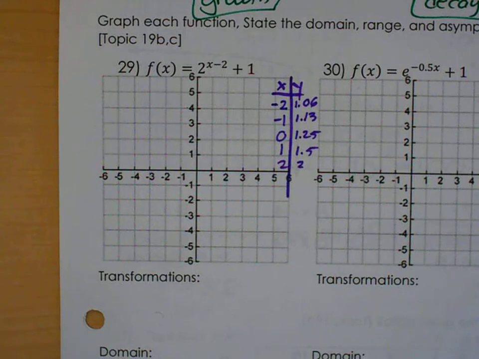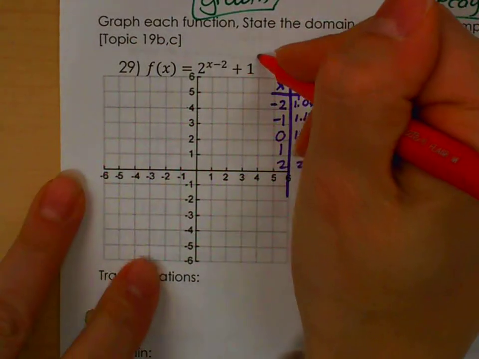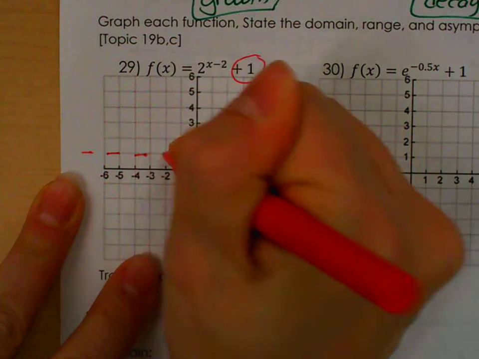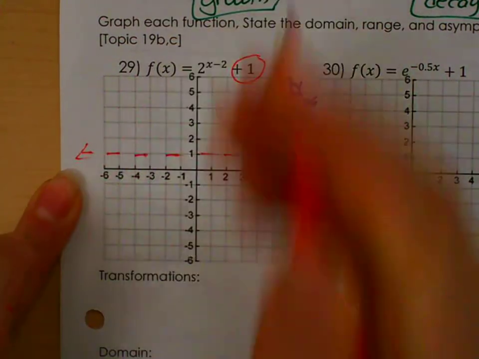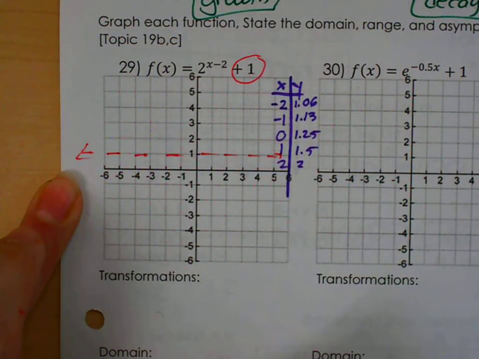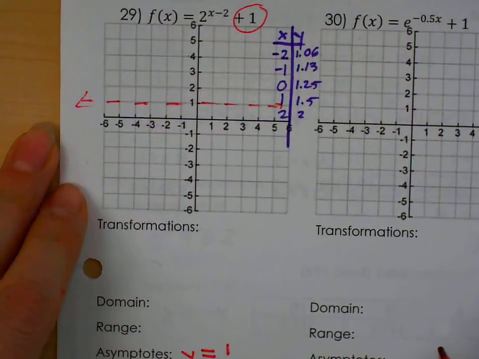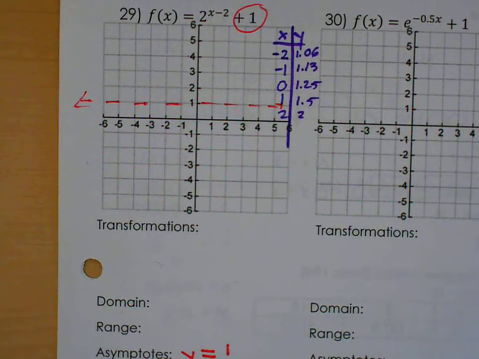So when I'm graphing these, I know I always have a horizontal asymptote for exponential functions, and my horizontal asymptote is this right here. So my horizontal asymptote is going to be at 1. So that's y equals 1. Oops, let me see if I can get that. There we go. Y equals 1. All right, so now let's graph.